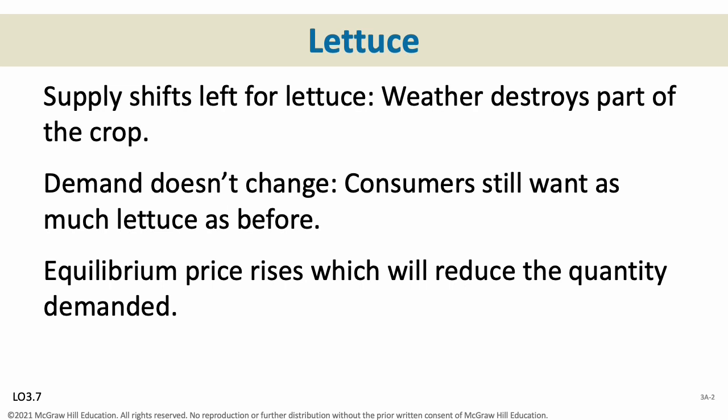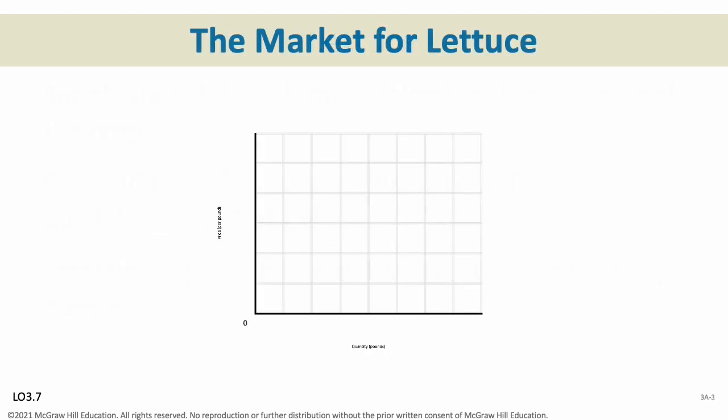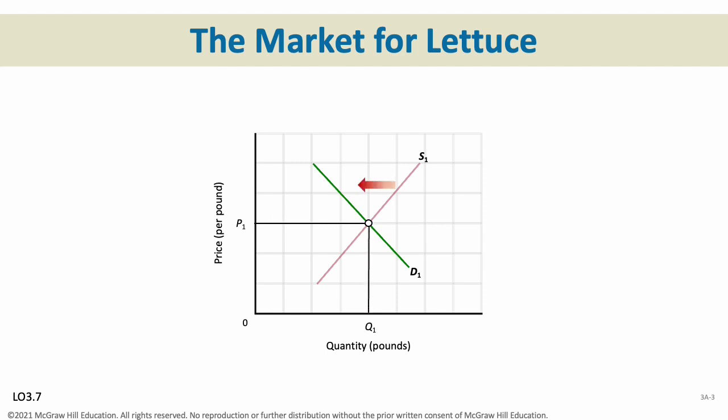So let's say supply shifts left for lettuce because weather destroys part of the crop. Now, if supply changes, that doesn't necessarily mean demand will. Consumers will still want as much lettuce as before, and remember, as a consequence, if you have less supply and equal demand, price is going to rise. And what we see here is supply is going far to the right and demand.